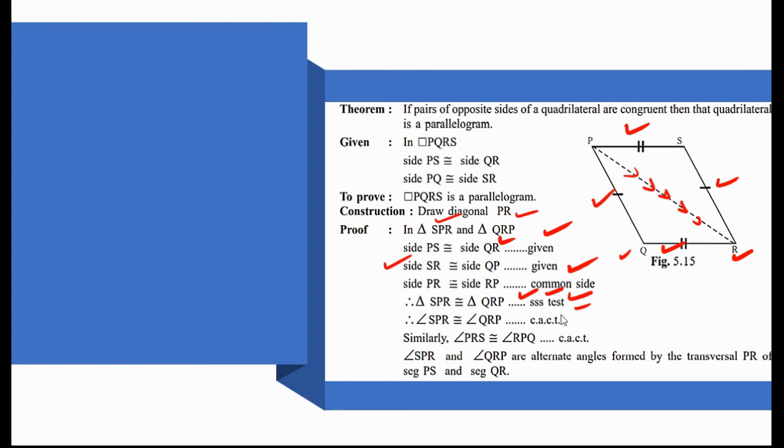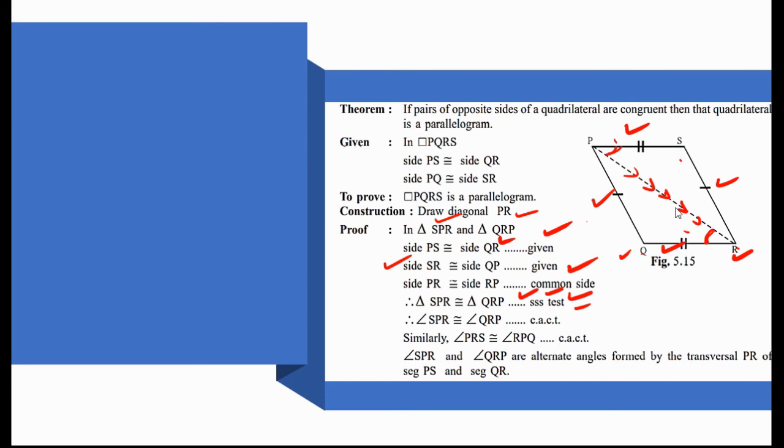Once they are congruent, we can say this angle, this is an example, you can take this angle, nothing special, is congruent to this angle. Why? The angle of SPR and the corresponding angle in QRP, angle QRS will be congruent because the triangles are congruent.